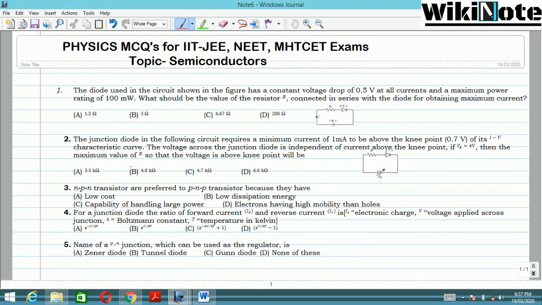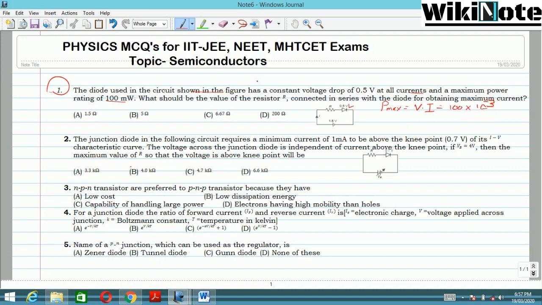Again back with the next 5 numericals based on semiconductors. So first question: the diode used in the circuit shown in the figure has a constant voltage drop of 0.5 volt at all currents and a maximum power rating of 100 milliwatt. So P max is equal to, we know the formula for power is always voltage multiplied by current, and which is given as 100 milliwatt.